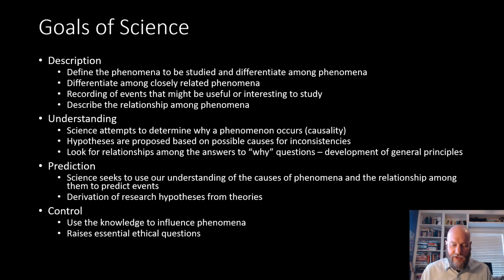The third goal of science that I want to discuss is prediction. So science seeks to use our understanding of causality, causes of phenomenon, and the relationship among them to then predict events. Okay, it's very crucial that not just to understand something, but then can I apply that understanding in a way that makes sense, right? And that has a value as a predictor. So we're sometimes doing things like forecasting events.